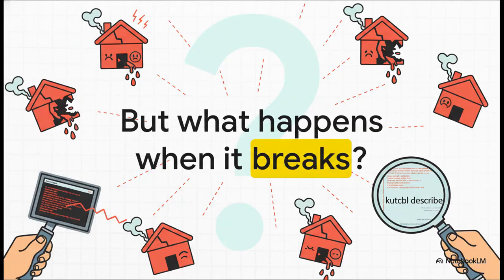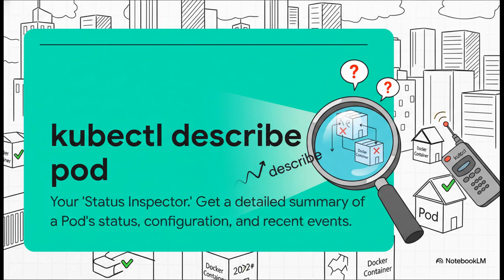So that's the happy path. But, as anyone who's ever written a line of code knows, things don't always work perfectly on the first try. So when your pod isn't running the way it should, how do you figure out what on earth went wrong? Your first go-to command for debugging, every single time, is kubectl describe. Think of this as the status inspector. It gives you a detailed report straight from Kubernetes itself. Did it have trouble pulling the container image? Did it fail a health check? The describe command basically tells you the pod's entire life story and, more importantly, where things went off the rail.